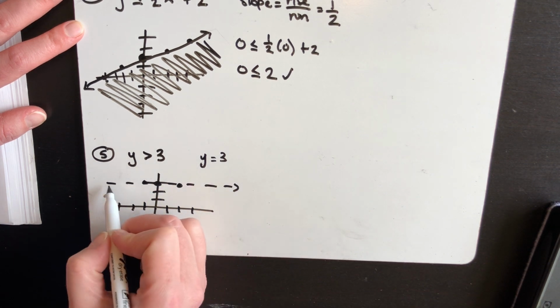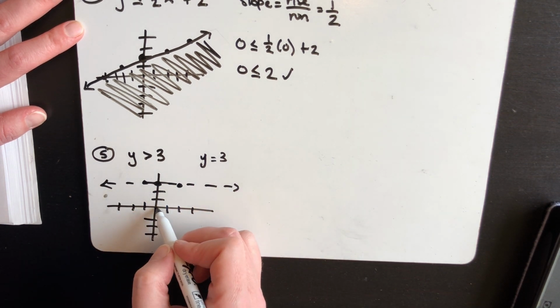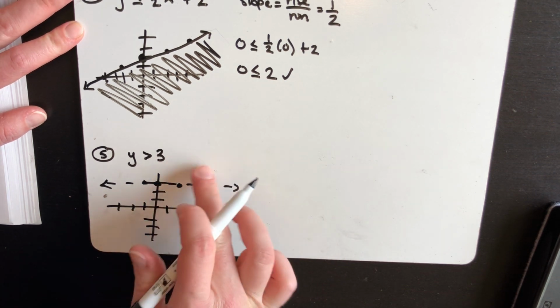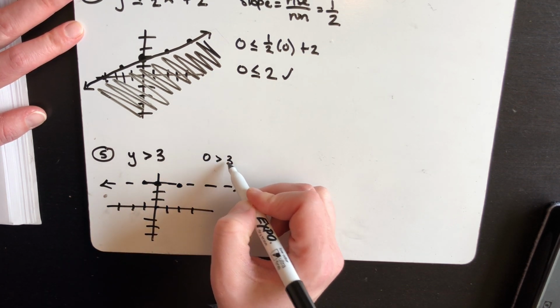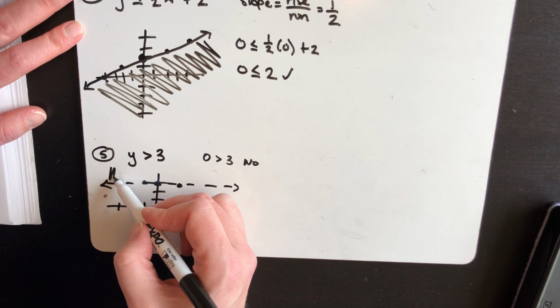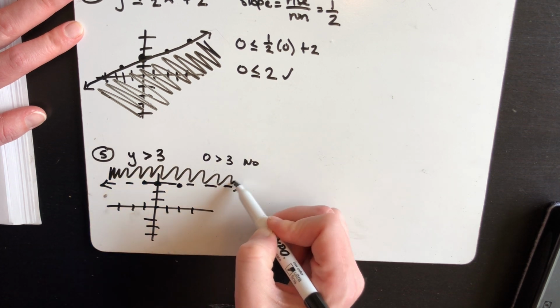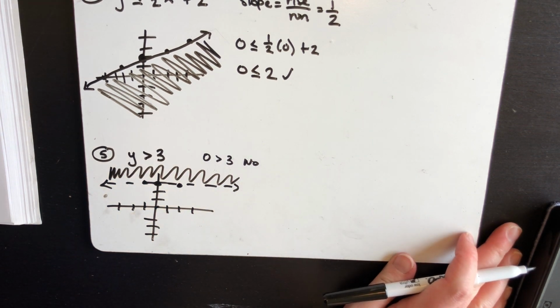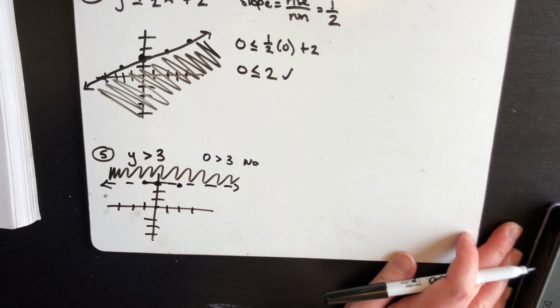And I want to shade anything that's greater than 3. So if I think about my origin, is 0 greater than 3? Well, no, it's not, so I'm going to shade anything above my dashed line. All right, I know this is a little funky. You can do it. So check out lesson practice on page 651 if you want some more questions.